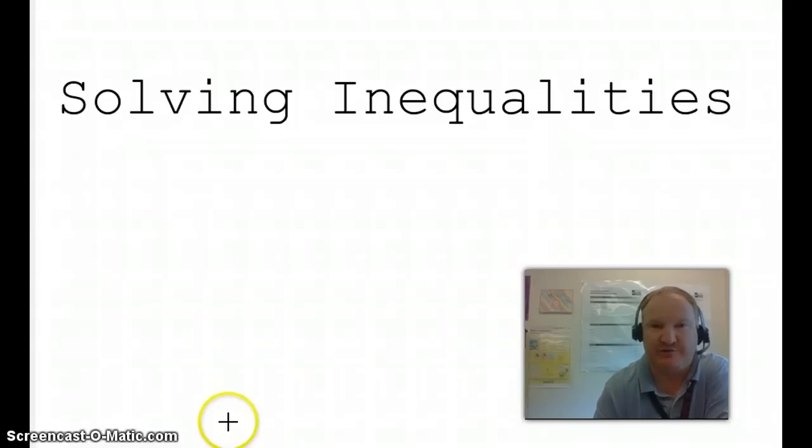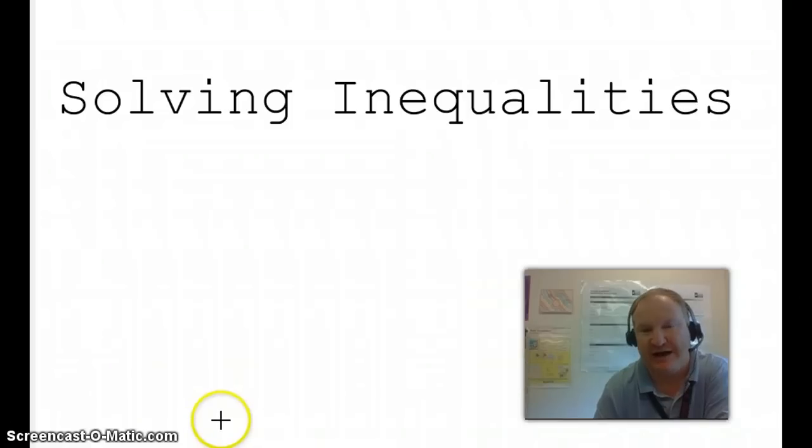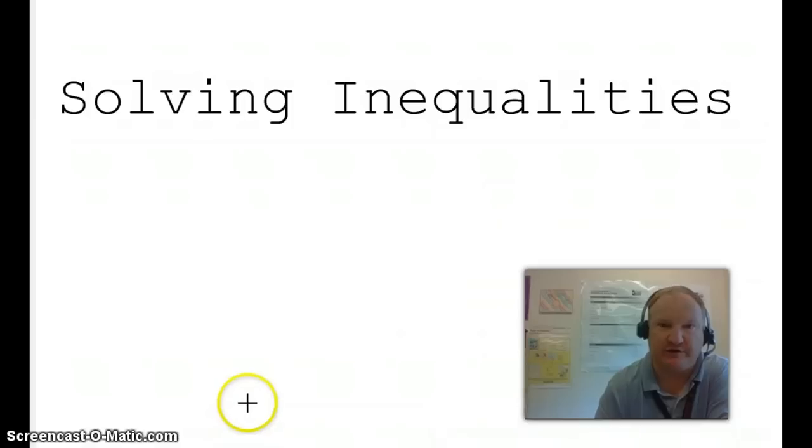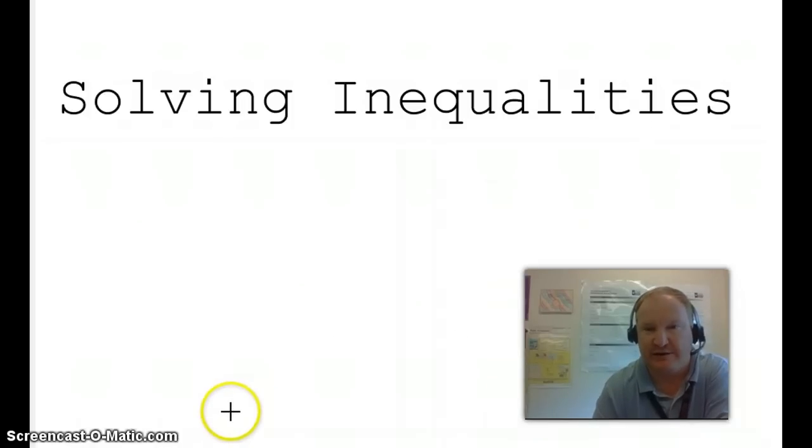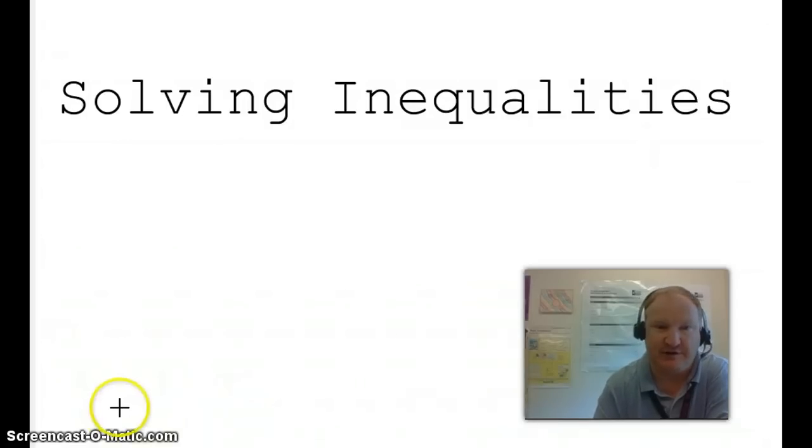I need you to pay specific attention to what happens when we multiply or divide by a negative number. I also want you to take a look at how we specifically check our work, because there's an additional step with the check step. But I think what you'll find is that solving inequalities is much like solving a regular equation, except we need to keep track of the inequality sign and make sure that when we have that special rule, we follow that special rule. So that being said, let's get started and we'll take a look at this.